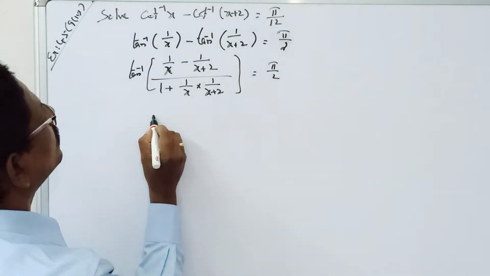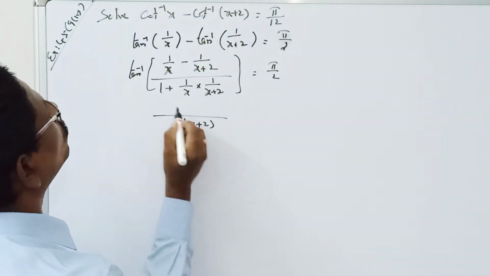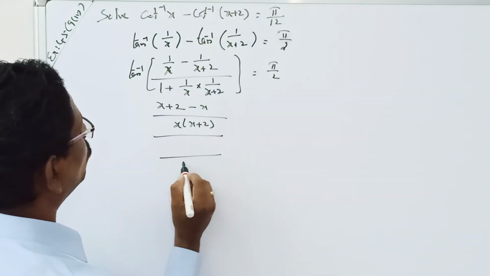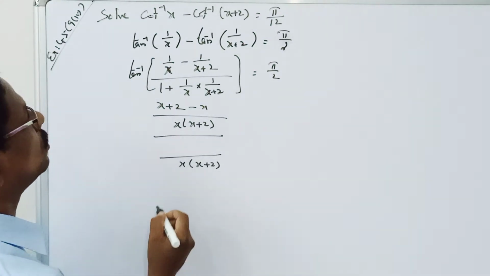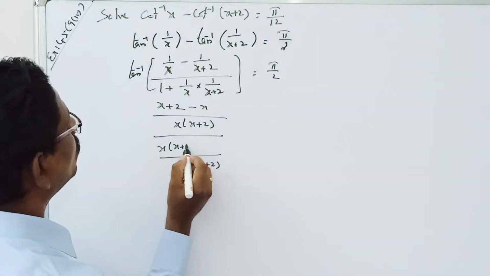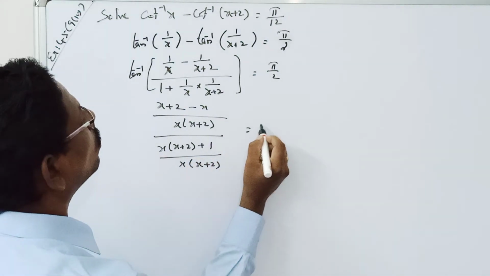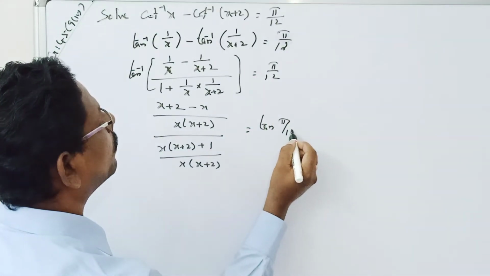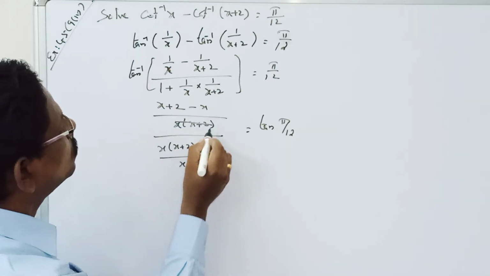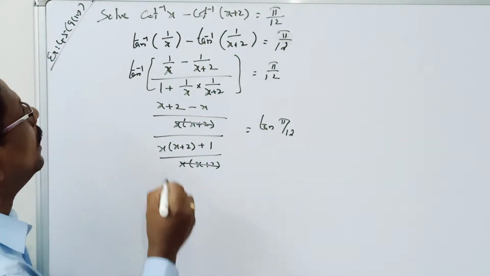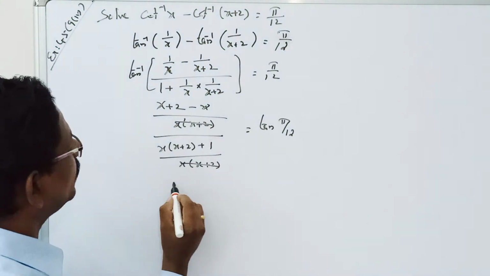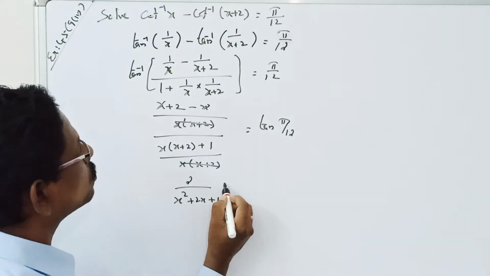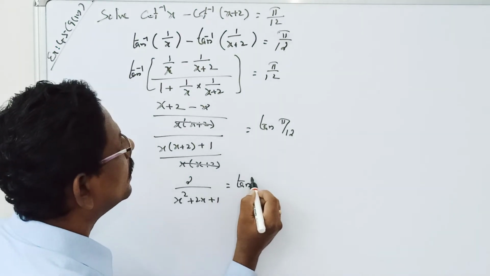Take LCM. What is the LCM? x into x plus 2. So here x plus 2 minus x. Denominator here also x into x plus 2, x into x plus 2. So here x into x plus 2 plus 1 equal to tan pi by 12. Okay, now these two get cancelled, then x into x plus 2 get cancelled. So the remaining 2 by x square plus 2x plus 1 equal to tan pi by 12.